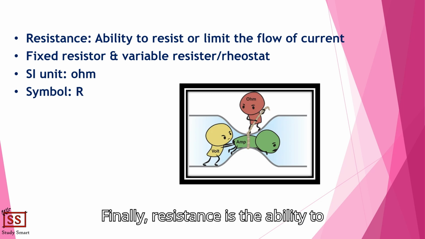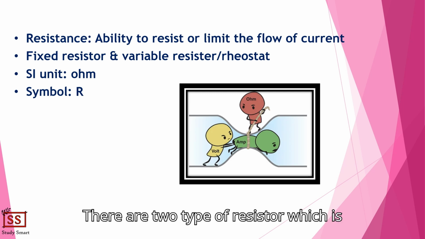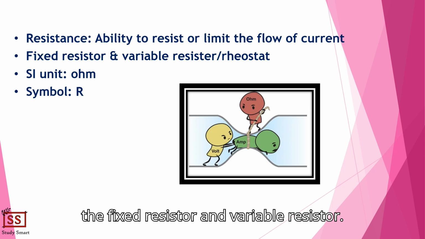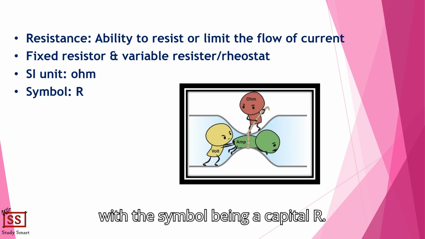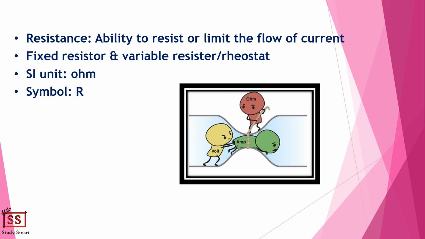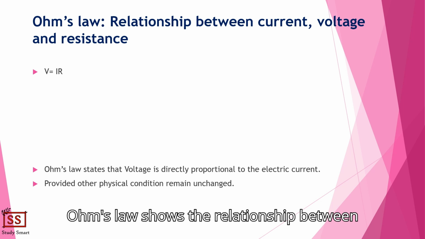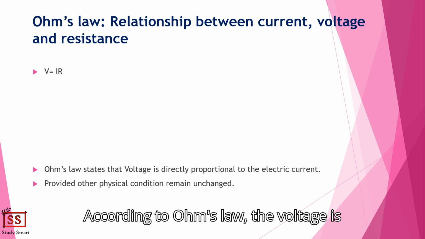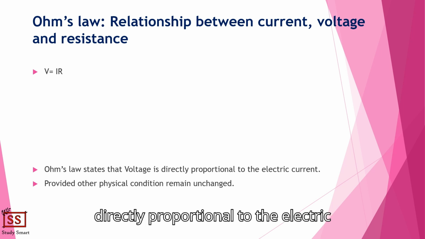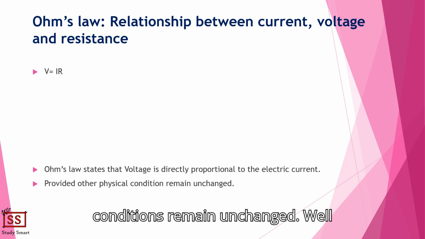Finally, resistance is the ability to resist or limit the flow of current. There are two types of resistor, which are the fixed resistor and the variable resistor. The SI unit of resistance is the ohm, with the symbol being a capital R. Ohm's law shows the relationship between the current, voltage and resistance. According to Ohm's law, the voltage is directly proportional to the electric current provided other physical conditions remain unchanged.